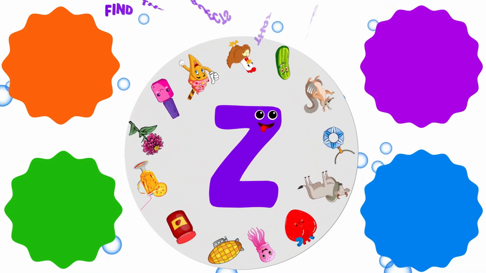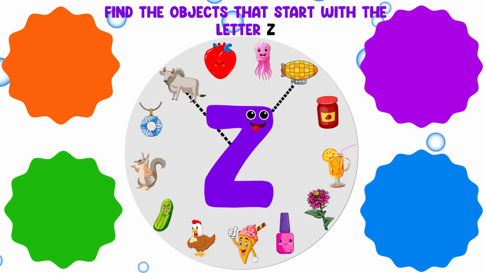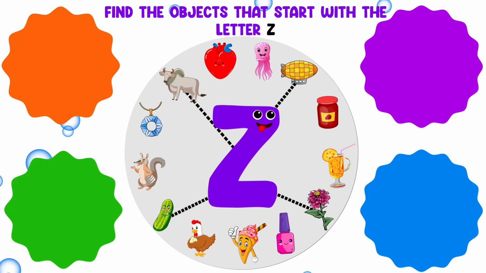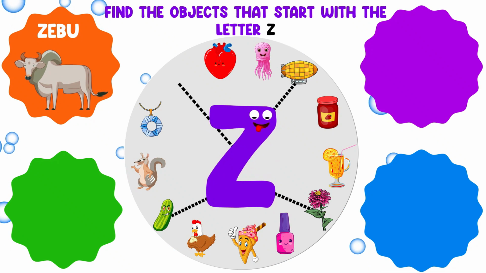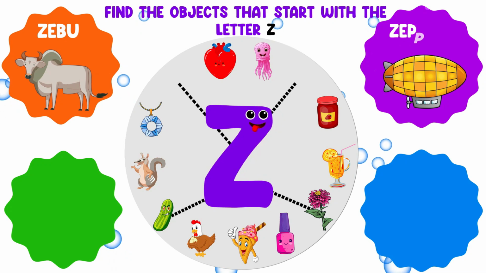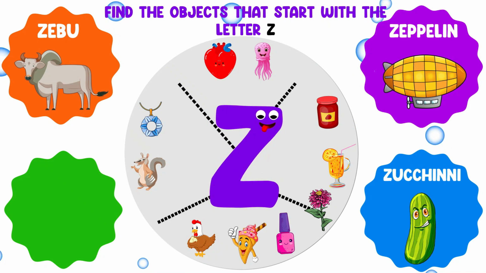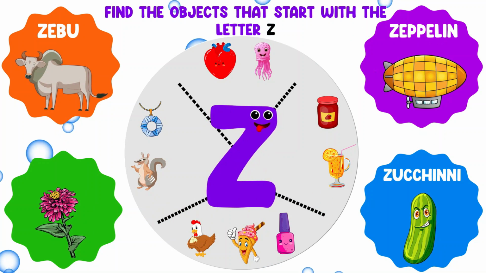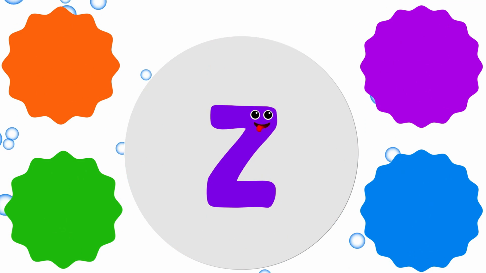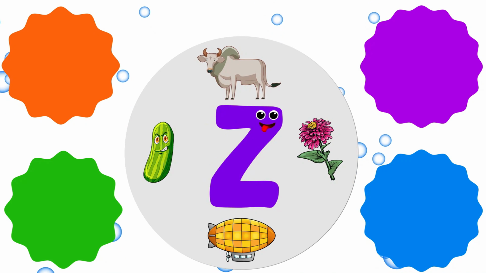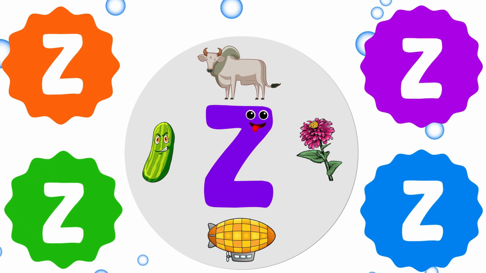Z. Find the object that starts with the letter Z. Zucchini. Zinnia. Z. Zebu. Zeppelin. Zucchini. Zinnia.